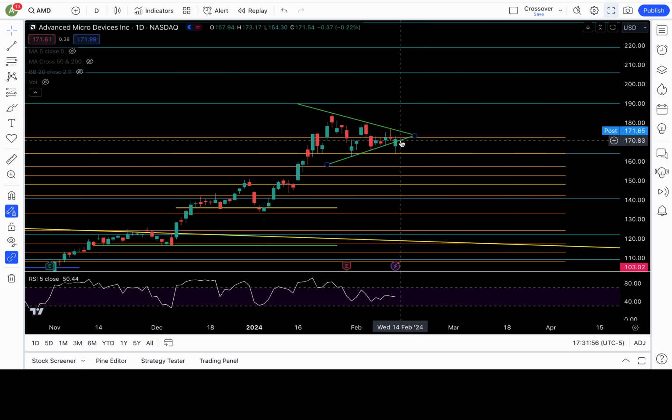Now, if we break below 171 and 169, we could drop to 164. Now, that level held as support, but if 164 fails, guys, it's going to get real nasty for the bulls. They're going to get some happy bears.